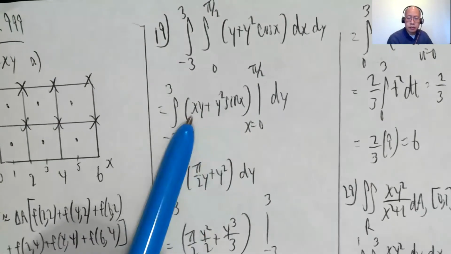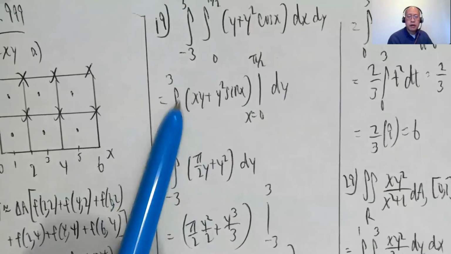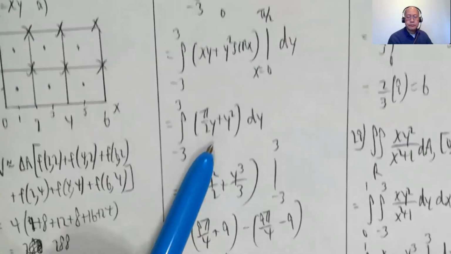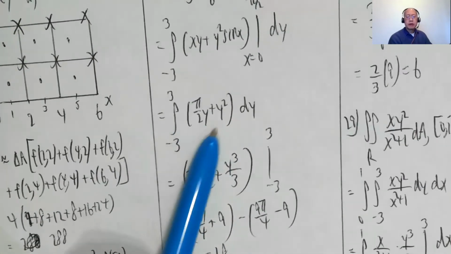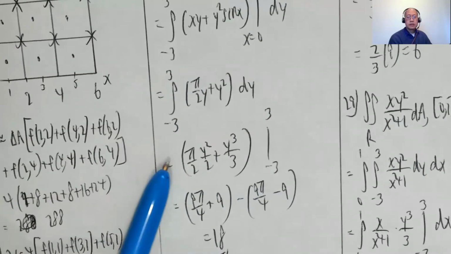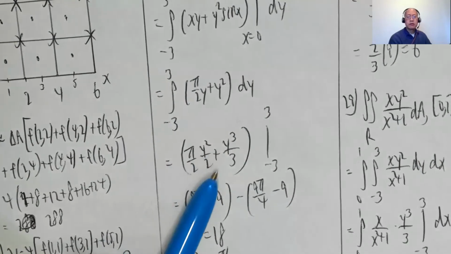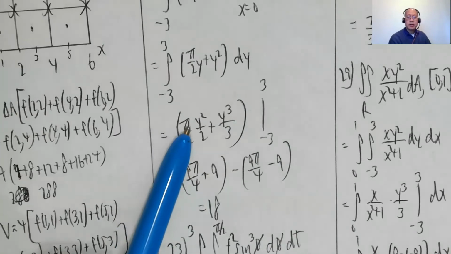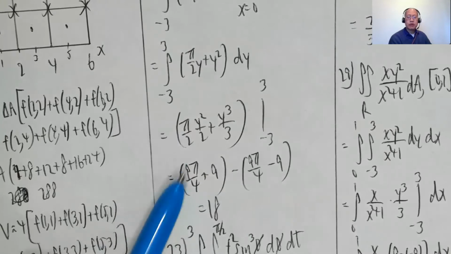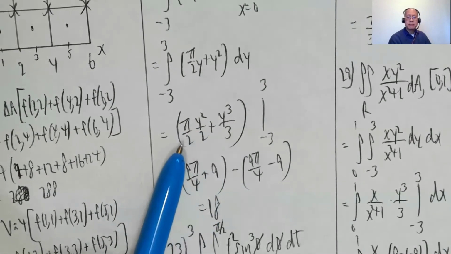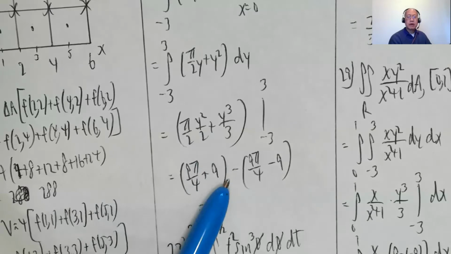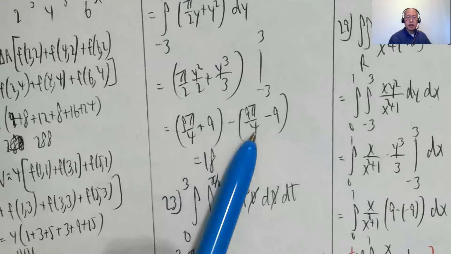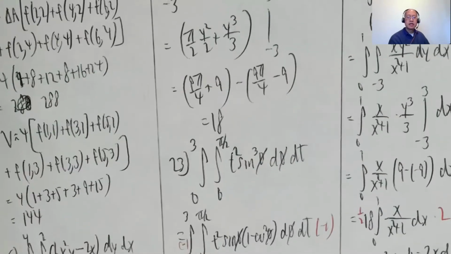Plug in 0, I do get 0, sine of 0, 0. Plug in pi over 2, y plus y squared sine of pi over 2 is 1. And now I integrate with respect to y. So pi over 2, y squared over 2 plus y cubed over 3, from -3 to 3. So plug in 3, I get 9 pi over 4 plus 9 minus plug in -3, 9 pi over 4 minus 9. Okay, the 9 pi over 4s cancel out. Final answer is 9 minus a -9, 18.